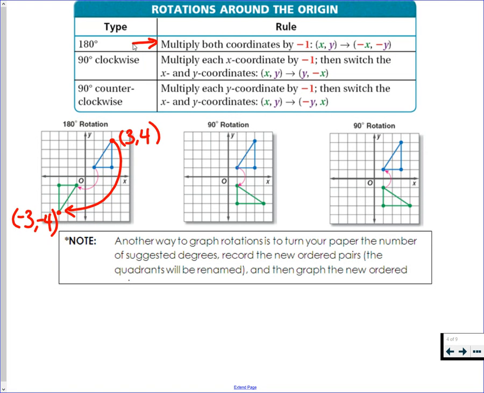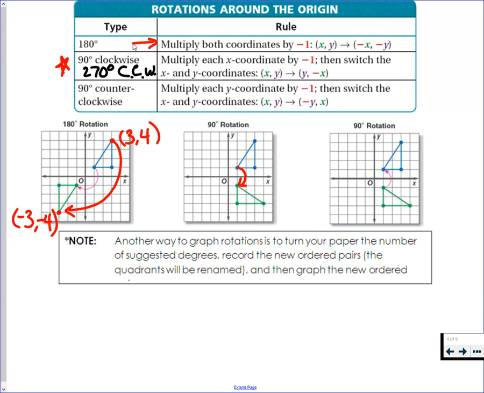For 90 degrees, now this one, they don't say it specifically, but this is a 90-degree clockwise because you can see that arrow is going this way. 90 degrees clockwise, so I'm going to look at this rule right here. By the way, 90 degrees clockwise, we just talked about how that is the same as 270 degrees counterclockwise. I'm okay with that abbreviation, okay?